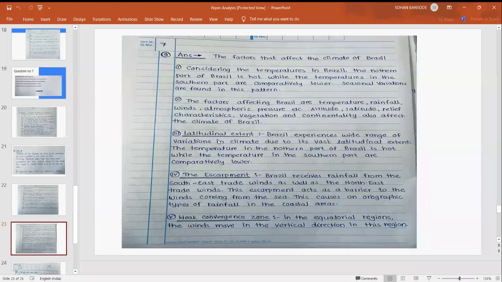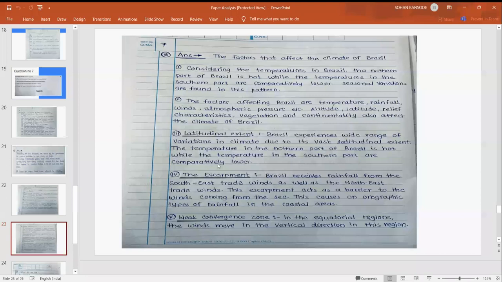Third one point is latitudinal extent. Brazil experiences a wide range of variations in the climate due to its vast latitudinal extent. Okay, so this is the line. You can copy it from question number 1, that is fill in the blanks. Fill in the blanks में भी ये लाइन तुमको पूछी गई है, आज सेम लाइन तुम यहाँ पे लिख सकते हो. Okay.